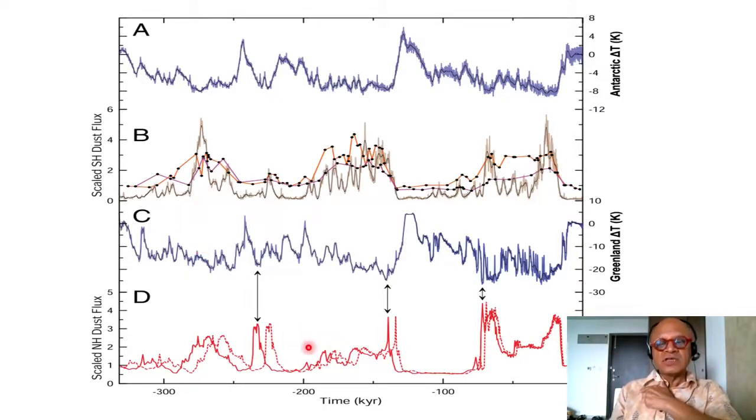Okay, so here the time series is shifted to show better matches between the northern hemisphere dust fluxes and Greenland temperature anomalies and so on.